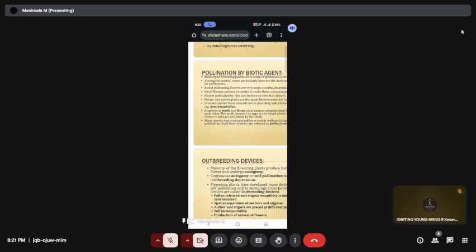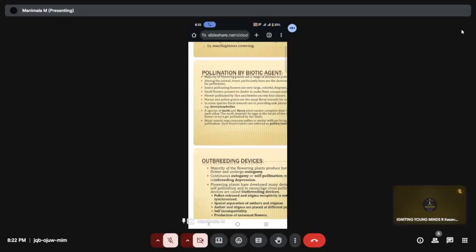Okay? And so, what are the flowers pollinated by insects like flies and beetles? All of these secrete foul odor to attract these animals. The flowers which are pollinated by flies should have a character like a bad smell. They secrete foul odor and attract the animals.